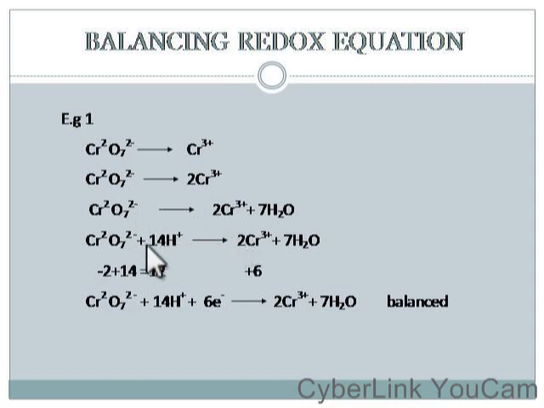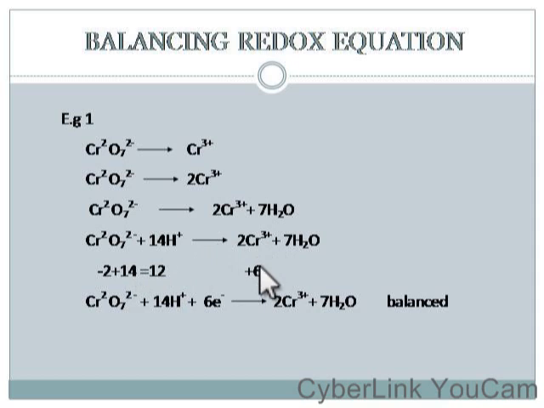The next thing is to look at the number of charges now. Here we have -2, and here is +1 times 14, which is +14. So we have -2 plus 14, which gives us +12. But if you look at this, +3 times 2 is +6. So on the left hand side we have +12, and on the right hand side we have +6.